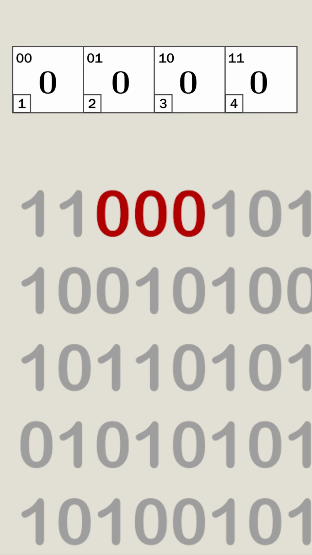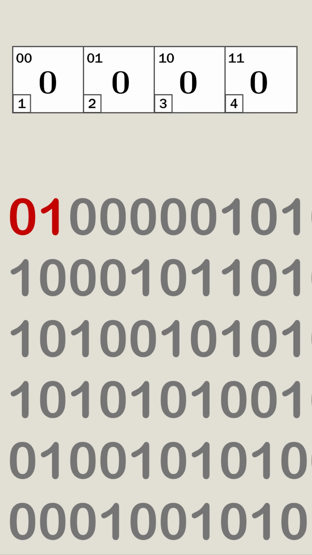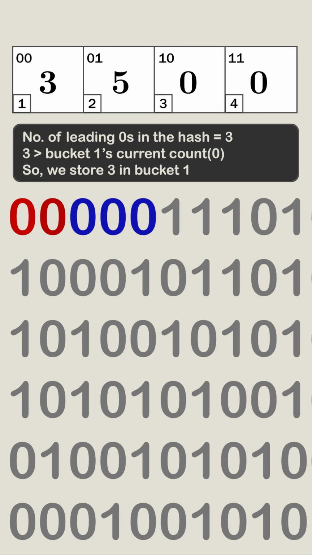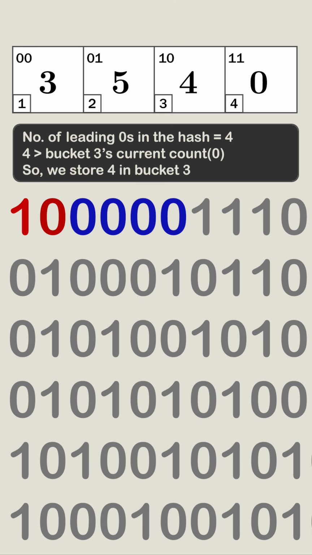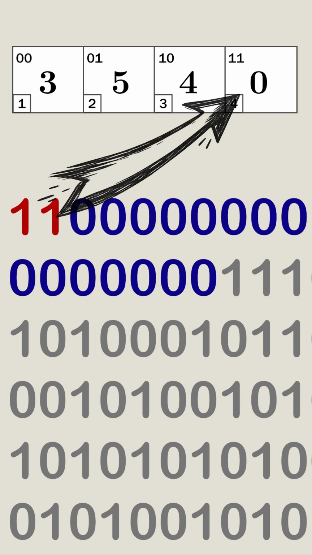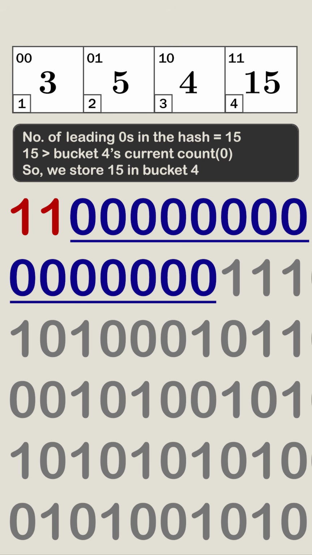Let's take an example. Using the first 2 bits of this hash, we can say that the hash belongs to bucket 2. And since we have a continuous string of 5 zeros from the third bit, we store 5 in bucket 2, and we keep repeating this for every user. Now let's take a look at this hash. It belongs to bucket 4, and it generates a hash with an absurd 15 zeros from the third bit.